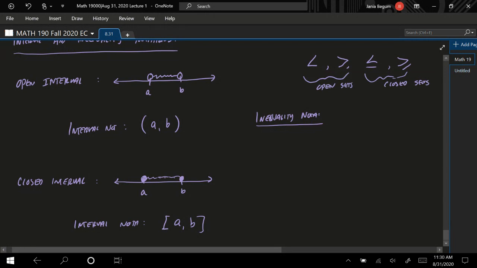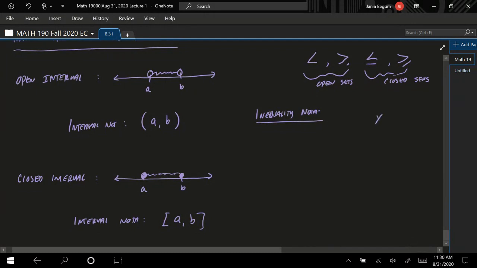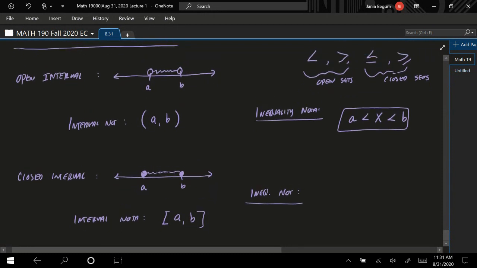Now, if I want to use the same example, A comma B open, in inequality notation, I would use X to denote any number between A and B: A is less than X, and X is less than B. So that will be the inequality notation for A comma B. Now, can someone tell me the inequality notation for the closed set A comma B? Is it A less than or equal to X less than or equal to B? Absolutely. So you start putting in less than or equal to because it's a closed set. So hopefully you got an idea.